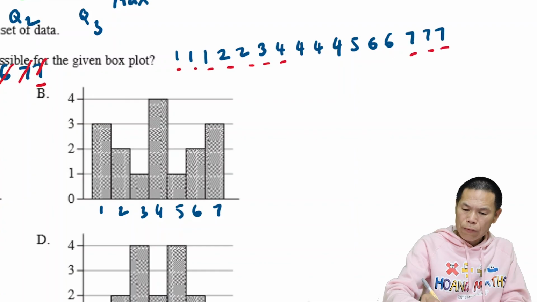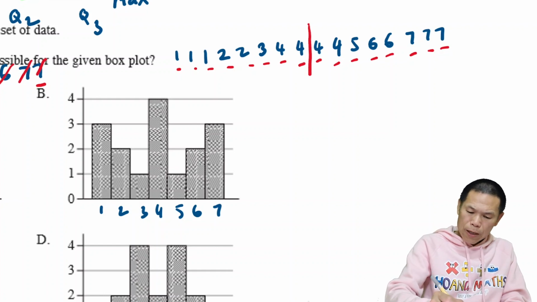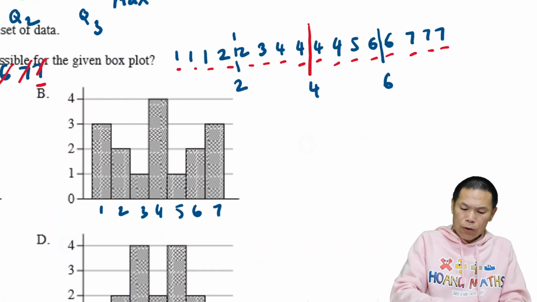Now the median: counting through to the halfway point, the median is 4. Then we have 1, 2, 3, 4 on each side, so Q1 is 2 here. Q2 is 4. Q3 is 6. So let's have a look.